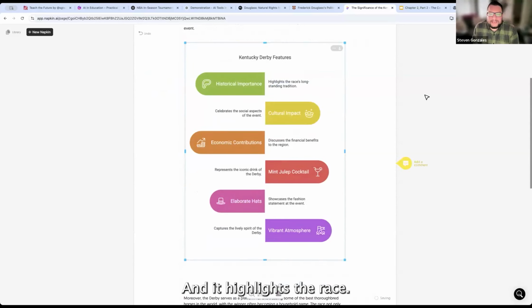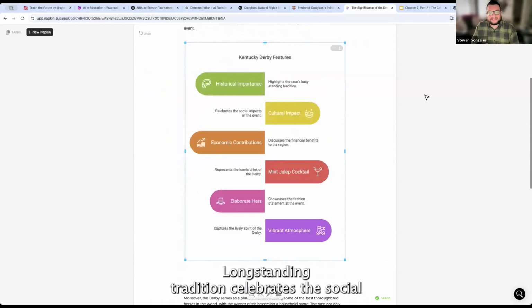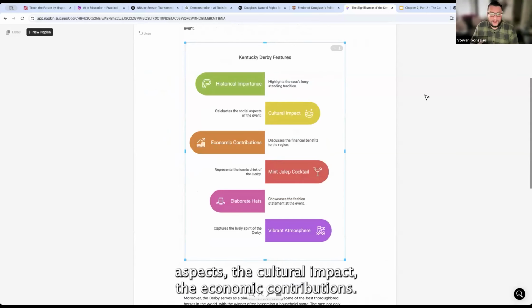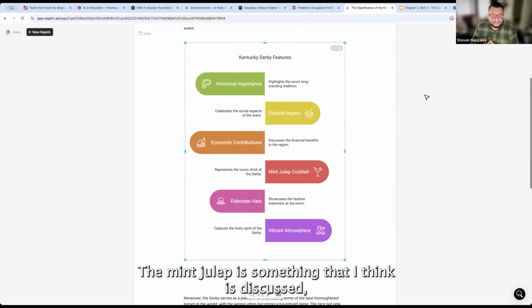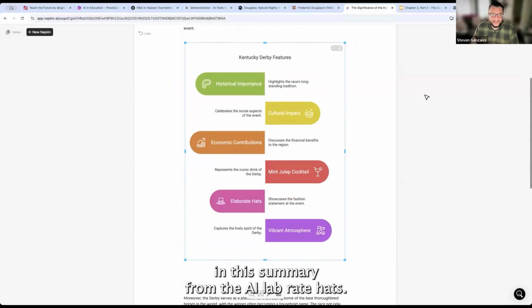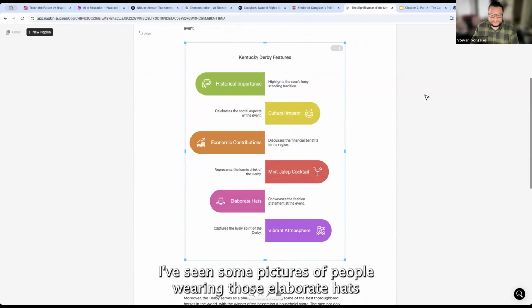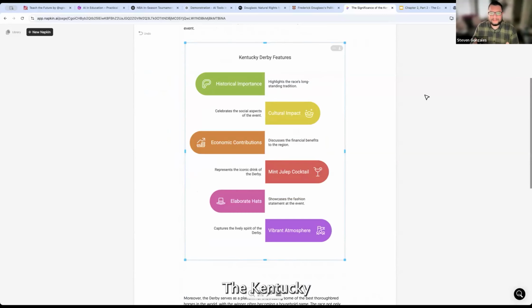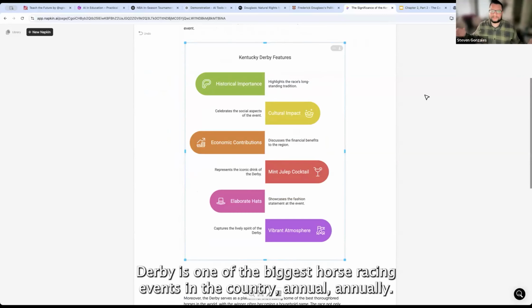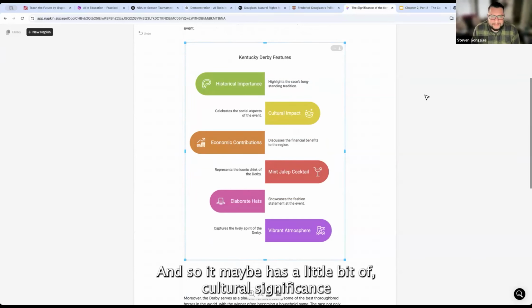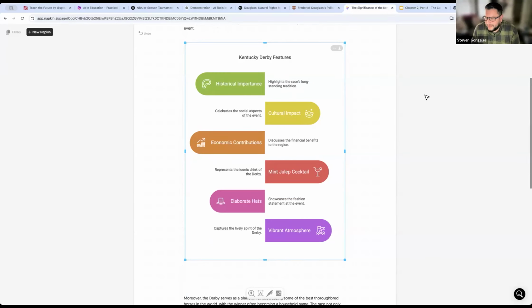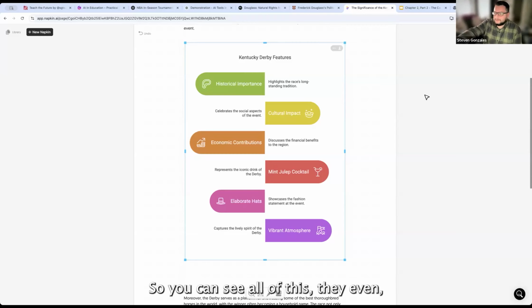And it highlights the race's long-standing tradition, celebrates the social aspects, the cultural impact, the economic contributions. The mint julep is something that I think is discussed in this summary from the AI. Elaborate hats. I've seen some pictures of people wearing those elaborate hats. And a vibrant atmosphere. It seems like the Kentucky Derby is one of the biggest horse racing events in the country annually, and so it maybe has a little bit of cultural significance and financial incentive as well. So you can see all of this.